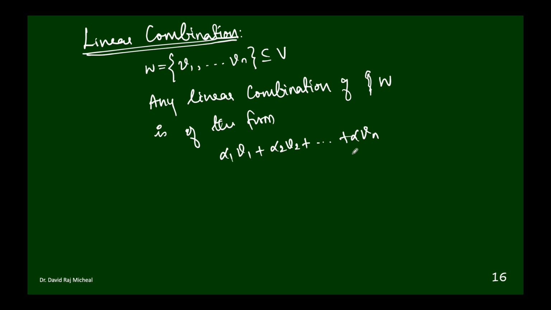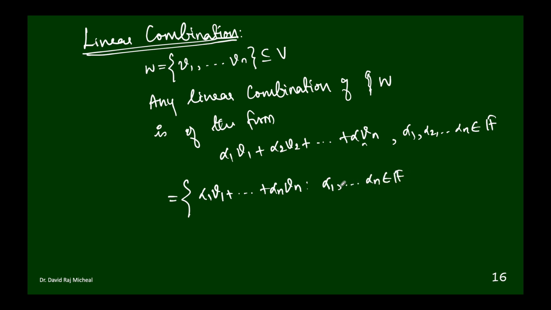So I multiply with some scalars, alpha 1, alpha 2, and so on up to alpha n, which belong to the scalar field. So this is called a linear combination of V1, V2, Vn. Now I can collect all such linear combinations and put them in a particular set. So I collect all alpha 1 V1 plus and so on plus alpha n Vn, such that alpha 1 and so on up to alpha n belong to F. Then this generates one set, and that set is called the span of W.